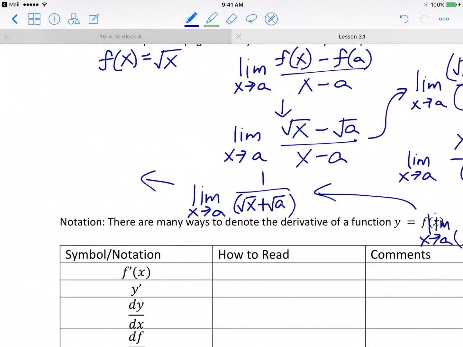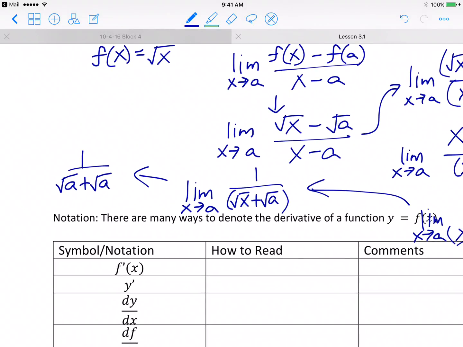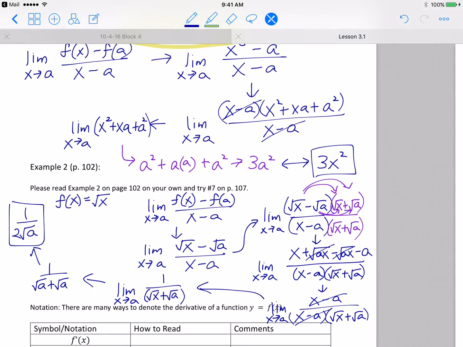So you end up with 1 over radical a plus radical a. The limit notation is no longer necessary. And then your final answer would be 1 over 2 radical a. So that will be the derivative of f of x equals radical x.